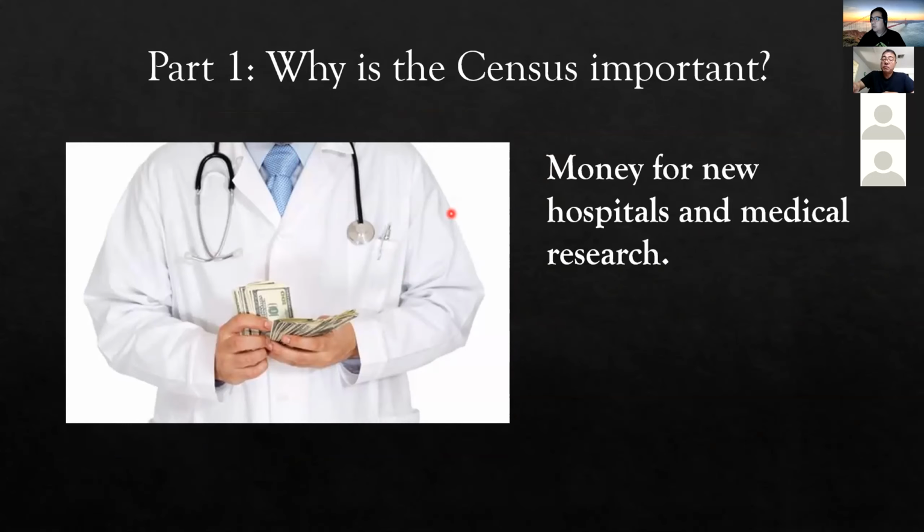You just have to say money for new hospitals. Money for new hospital. Right. If you say and medical research, it is very good, but I just want to hear money for new hospital. Right now, maybe if there's the coronavirus and then there's research, this is where the census will be very helpful. Research. So why is the census important? Money for new hospitals.